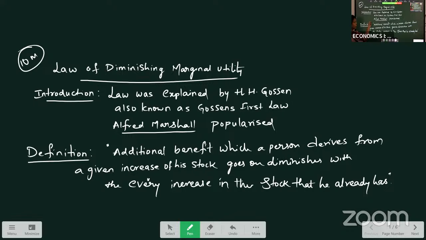First, the introduction you will write. Who introduced, who explained this law? This law was first explained by H.H. Gossen. Later on, it was popularized by Alfred Marshall. Okay. Next, definition. Additional benefit which a person derives from a given increase of a stock of a thing goes on diminishing with every increase in the stock that he already has. Definition, you have to memorize this definition. Okay. First introduction, then definition.